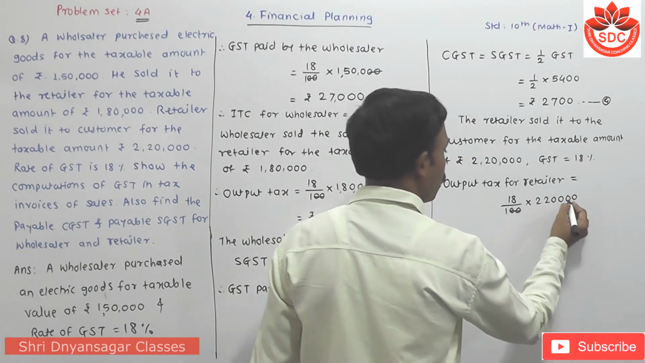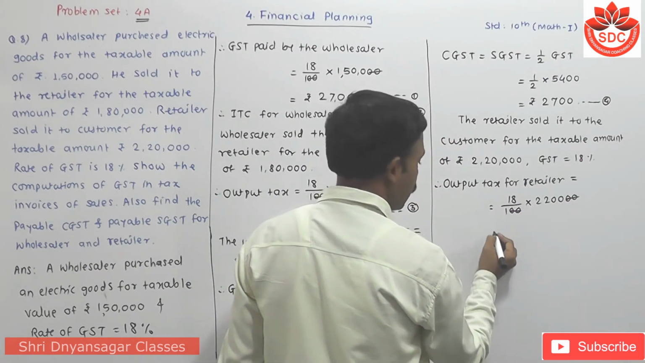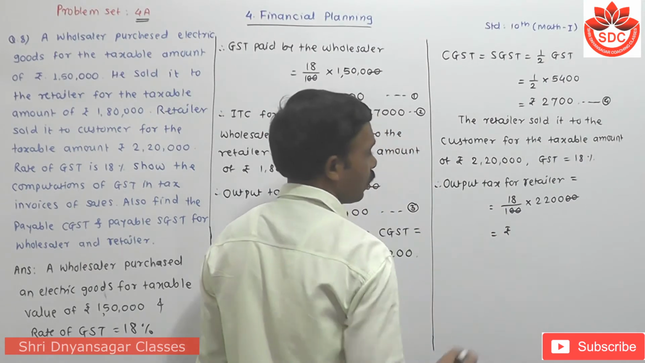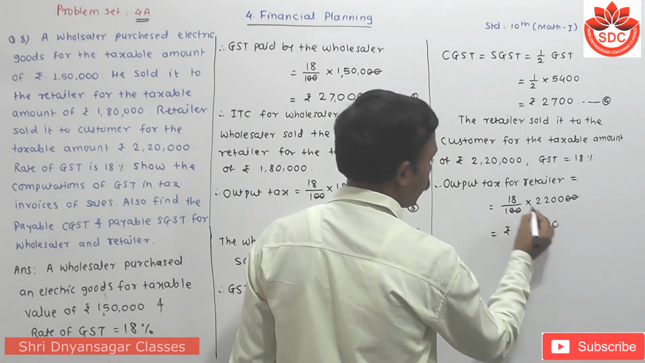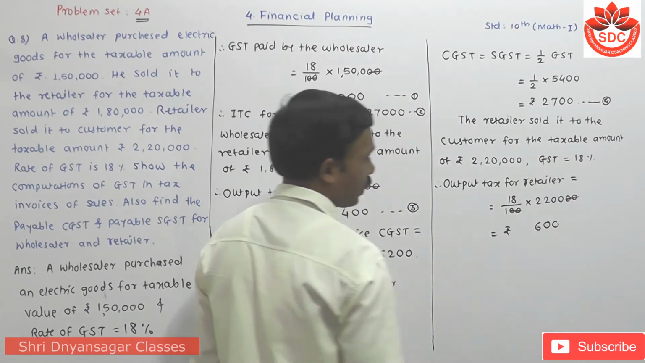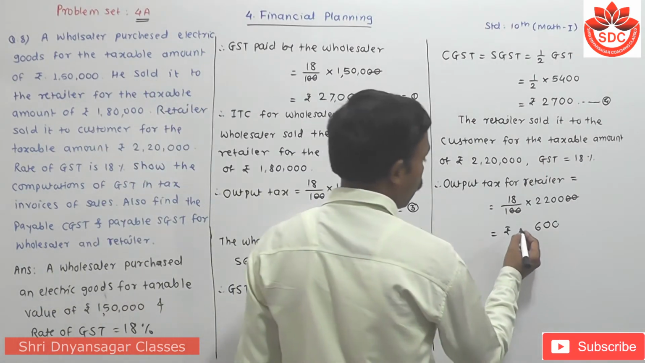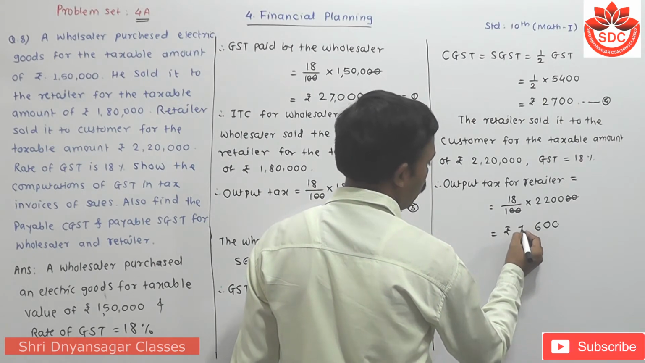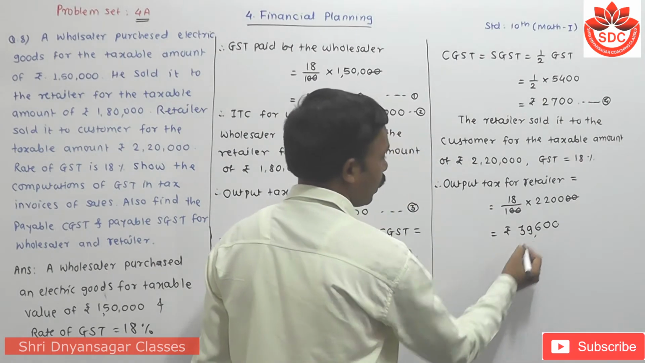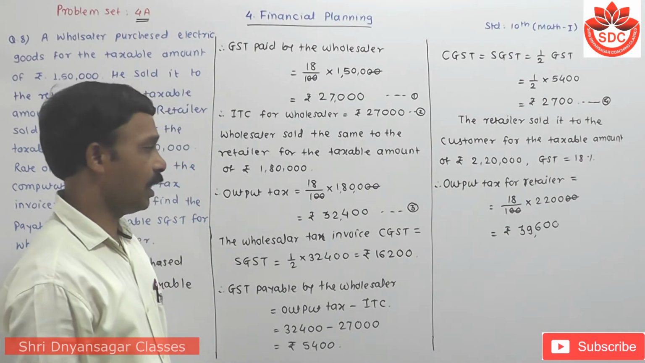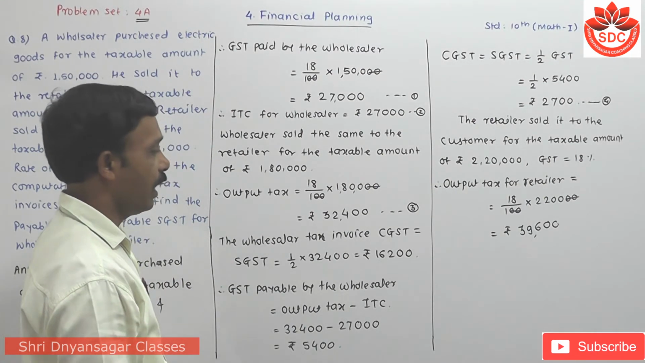Then again these two zeros get cancelled. Then it is equal to rupees, here these two zeros as it is. 18 2s are 36, carry is 3. 18 2s are 36, plus this 3 becomes 39. Means that 39,600. This is the output tax.